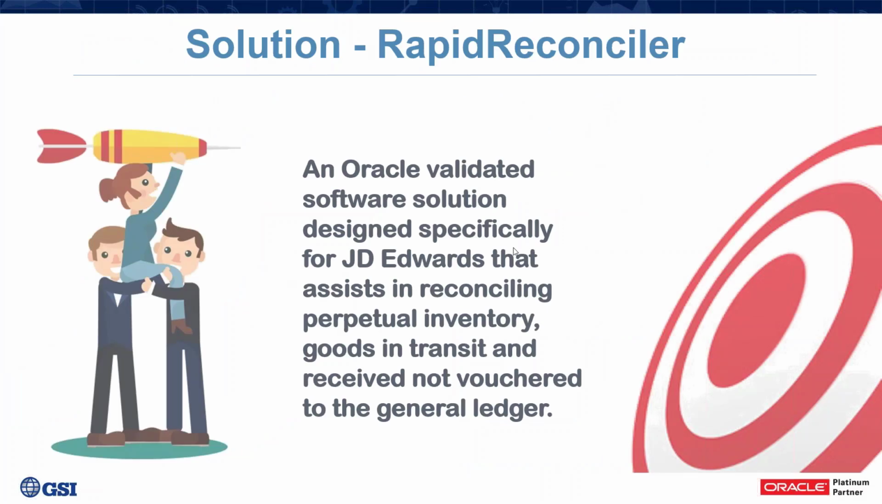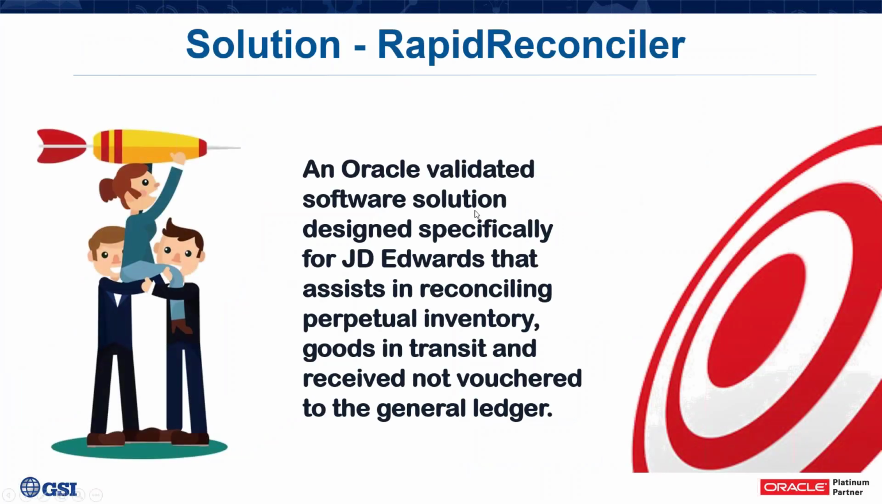So here's where I'd like to introduce RapidReconciler, and as Evan mentioned earlier, it is an Oracle validated solution. We've designed this specifically for JD Edwards. It covers the perpetual inventory, goods in transit, and receive not vouchered modules. We reconcile those to the general ledger. And of course, we're focused on our perpetual inventory here this afternoon.